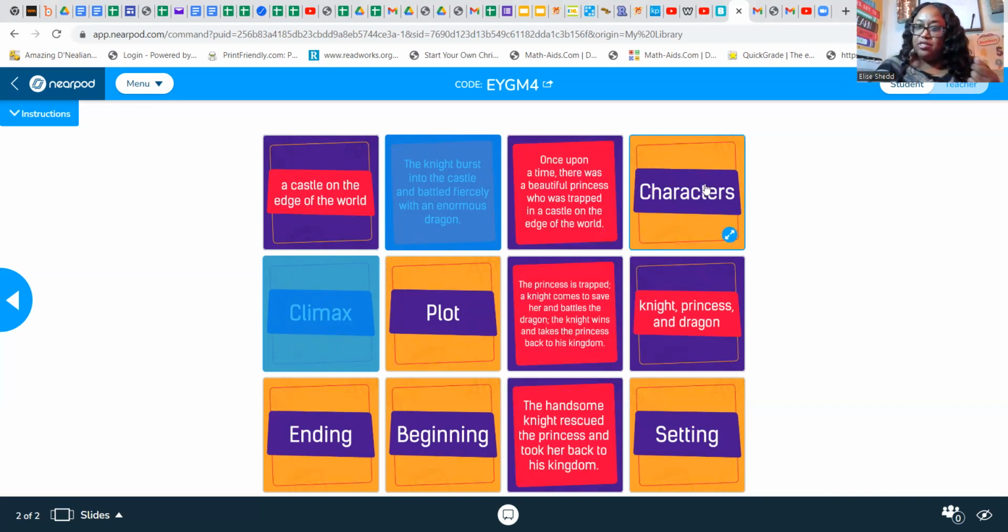Yeah, we're talking about a princess. Are we talking about the setting? This is in the castle. Would this be the beginning of the story? Are they talking about the characters, the setting, and the protagonist in the story? Hmm. I want to think about that.